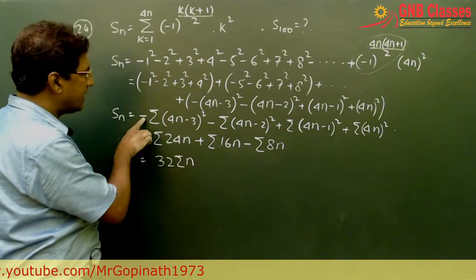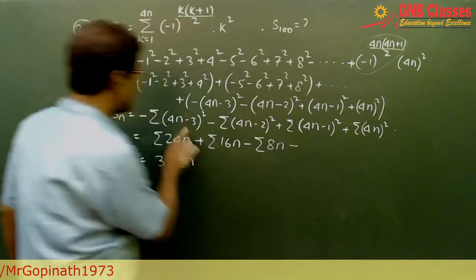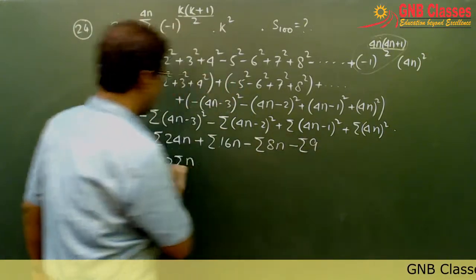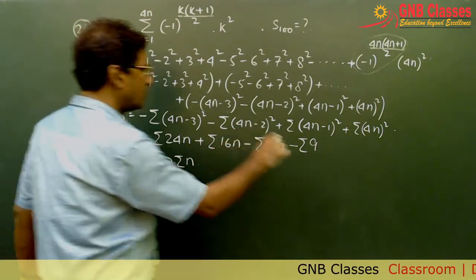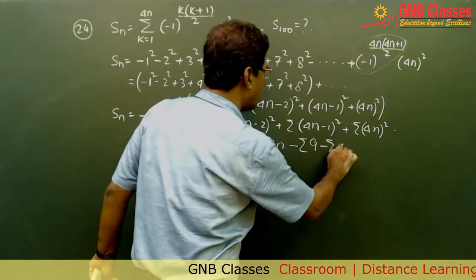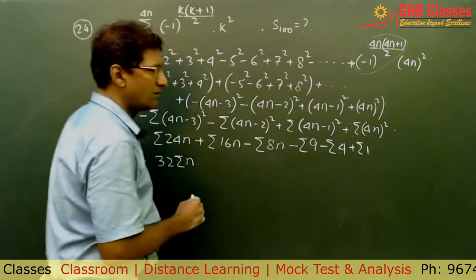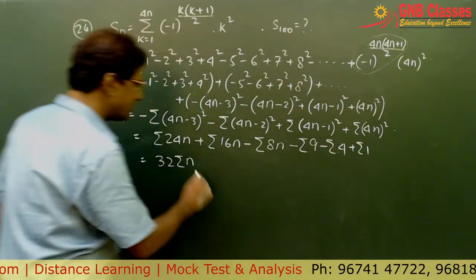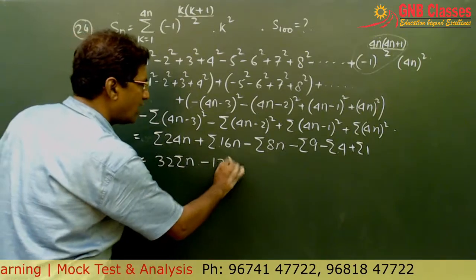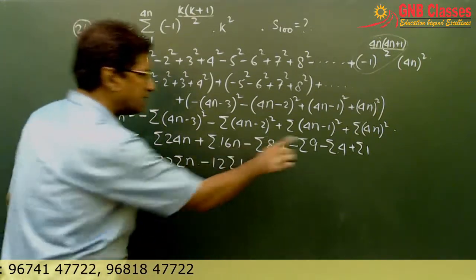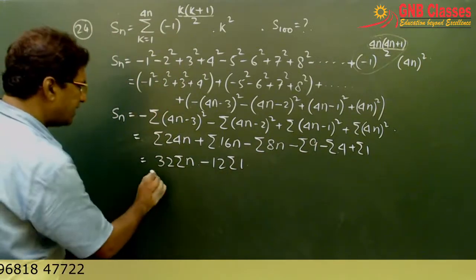Now what about the constant term? Let us see. Here we are getting minus, look at it carefully, minus sigma 9. From here we are getting sigma 4. From here we are getting sigma 1. That's all. So what we are getting basically is minus 12 sigma 1, right? Is it clear?